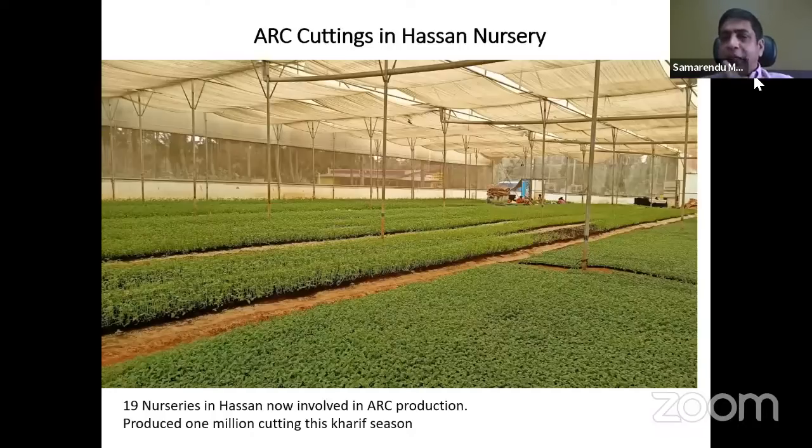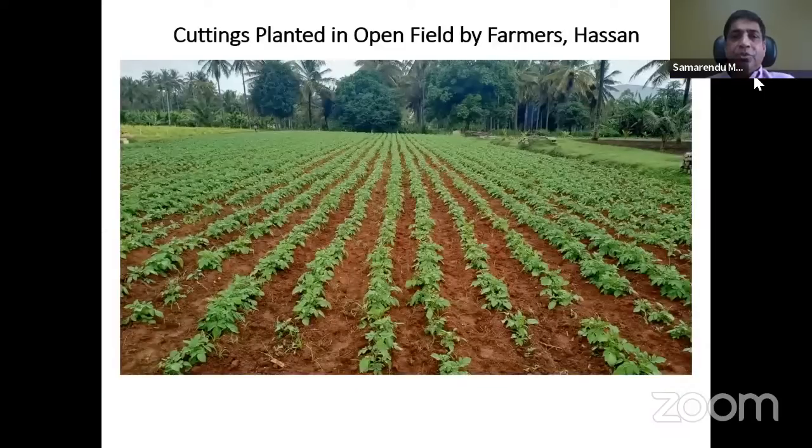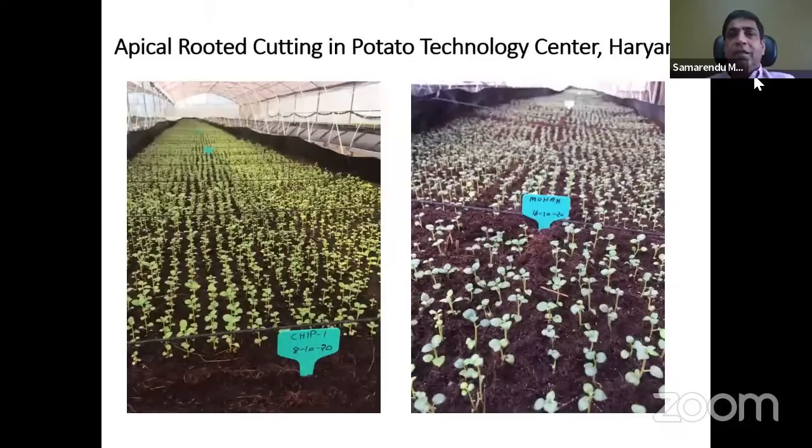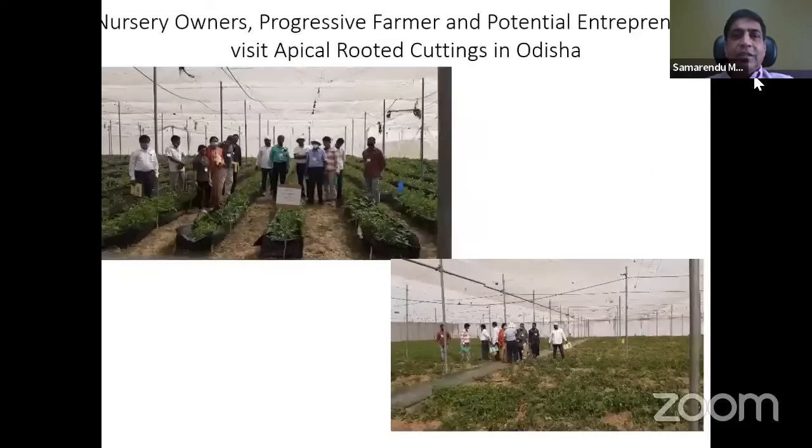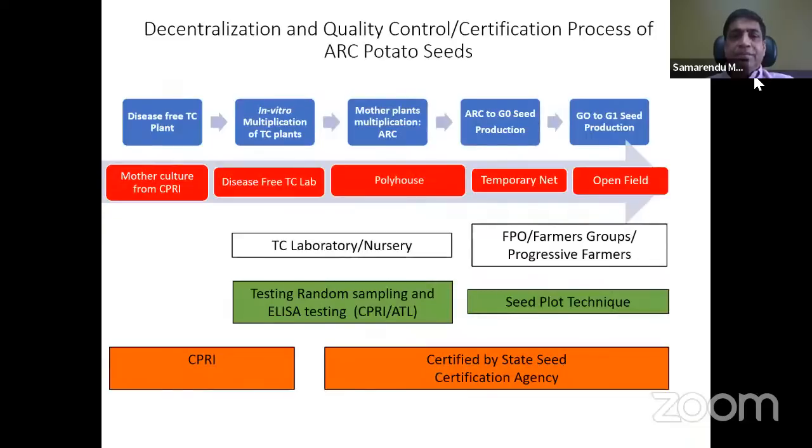So it's very attractive for the youth, the young who want to enter agriculture, to enter into this particular apical rooted cutting supply chain. There's a lot of scope in terms of making money, first of all. But second, you are also making changes in people's lives. So this is an example again in Karnataka, Haryana. I can skip some of this in Odisha.